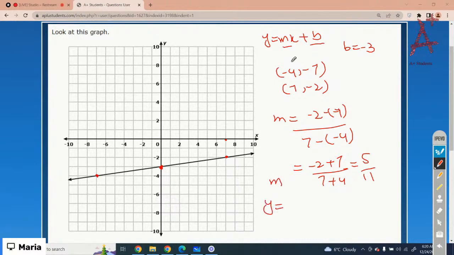Just put the values in the equation. y equals 5 over 11x, and b is negative 3. So it is y equals 5 over 11x minus 3. Got it? This is the correct option. Let's see if we have 5 over 11x minus 3. Got it?